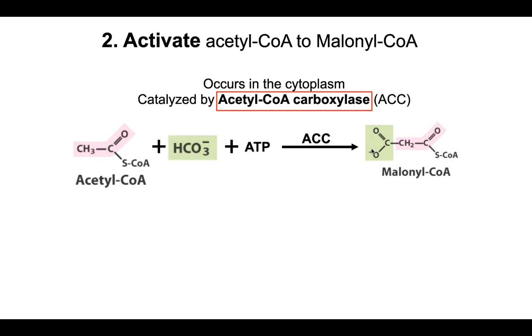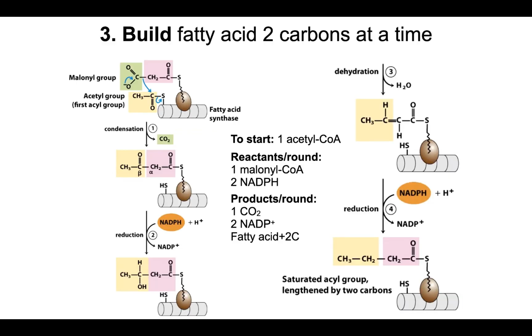And now this is what's going to be used to make fatty acids over and over and over again in 2 carbon units. Why 2 carbon units? Because this carboxyl group was there just to activate the molecule, and the very first reaction of fatty acid synthesis is the decarboxylation of that malonyl group and the addition of those 2 carbons onto a pre-existing acetyl-CoA.